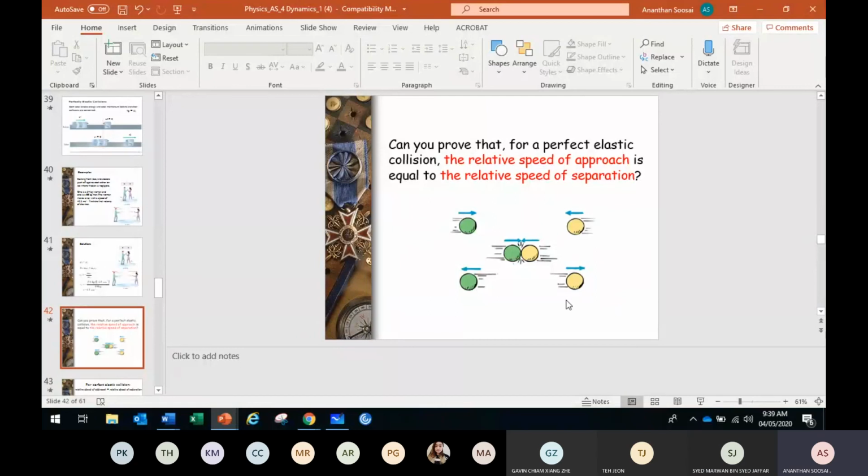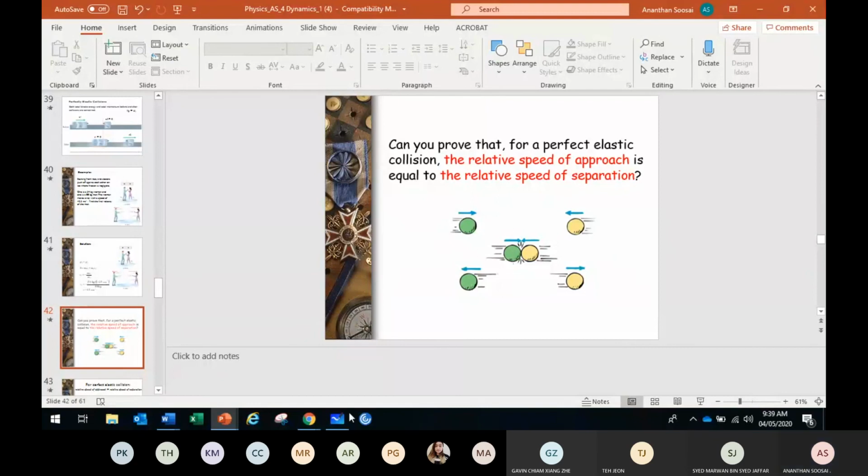Okay. So I want to give you homework, just one homework. In this diagram, only for elastic collision, can you prove that for a perfect elastic collision, the relative speed of approach is equal to the relative speed of separation? What is meant by relative speed of approach equals relative speed of separation?